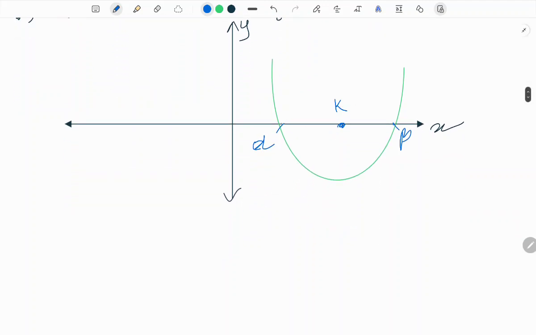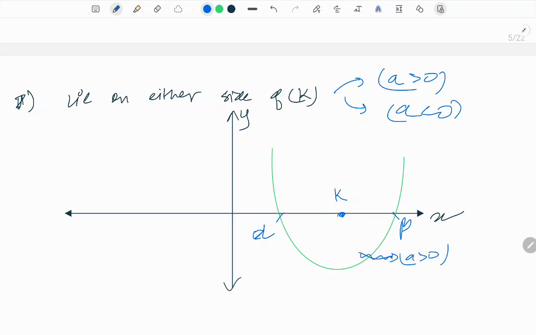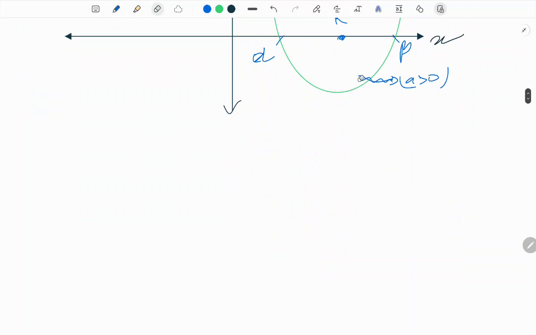So now over here again two cases come in, when e is greater than 0 and e is less than 0. This is the graph when a is greater than 0. Now let us draw the graph for when, oh sorry, it is drawn, let it be drawn.